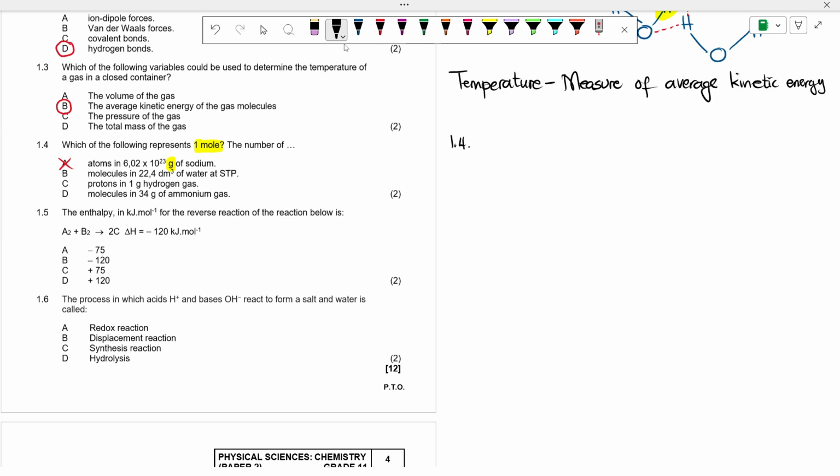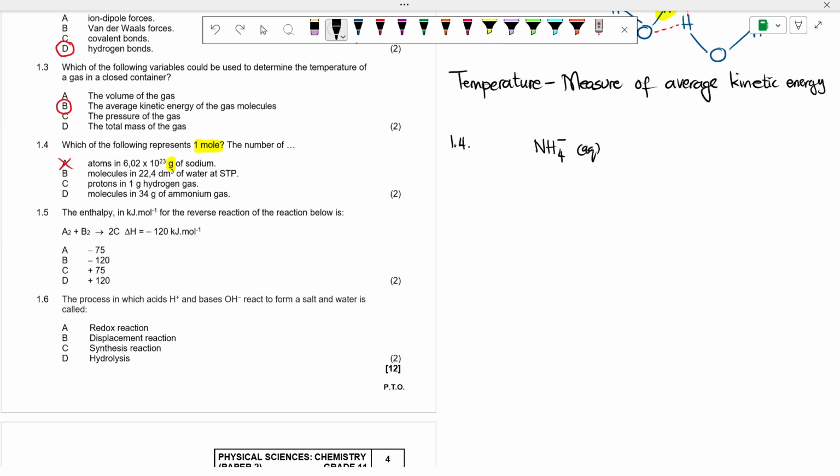So D says the molecules in 34 grams of ammonium gas. Ammonium gas. Okay, ammonium looks like this. It's NH4 plus. That's ammonium. And looking at this, there's no way this thing can be a gas. It can only be aqueous. So you see, that's something similar to the option with water.